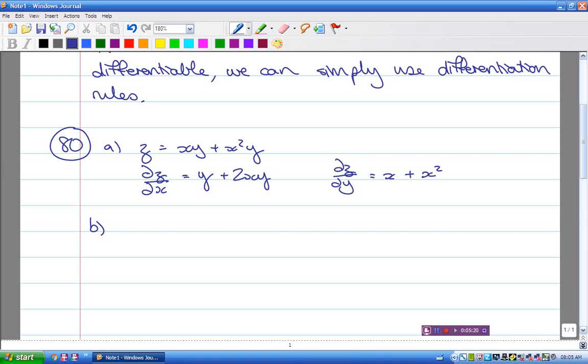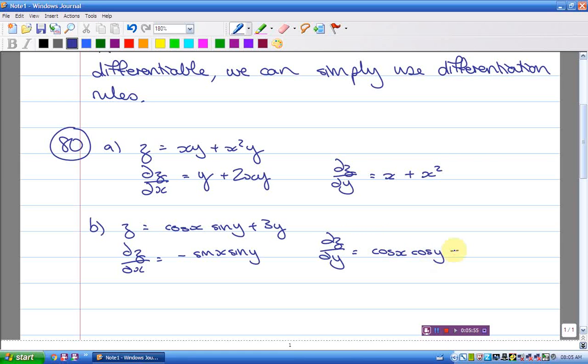So there we go. Z equals cos x sine y plus 3y. Okay, so dz by dx is going to be minus sine x sine y, and then the plus 3y is just a constant as far as x is concerned. So when you differentiate it, you just get 0. So that plus 3y just disappears when you're differentiating with respect to x. But if you're differentiating with respect to y, of course, it sticks around. So what will that be? That'll be cos x cos y plus 3.